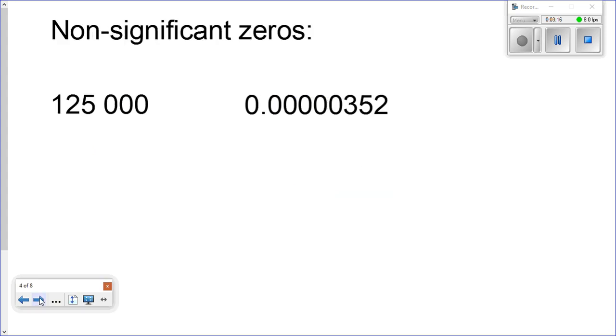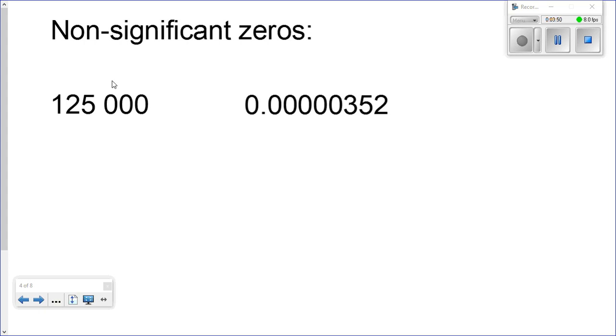These are non-significant zeros in these two numbers. This one, these 3 are non-significant because we didn't put a decimal place afterwards. So what we're saying is maybe it was 124,800 and we rounded to 3 significant digits, which means we're not sure that all of these are actually 0. In fact, when we calculated it, that's an 8, so it might not be 0. So on this side, all 3 of those zeros are non-significant.